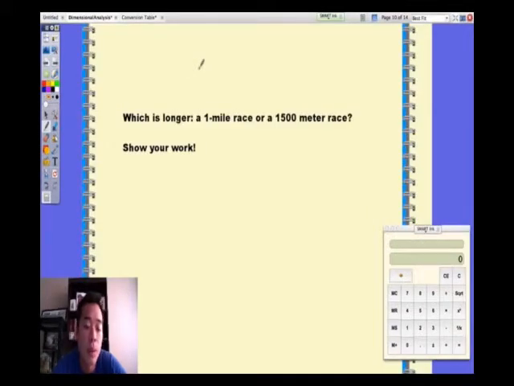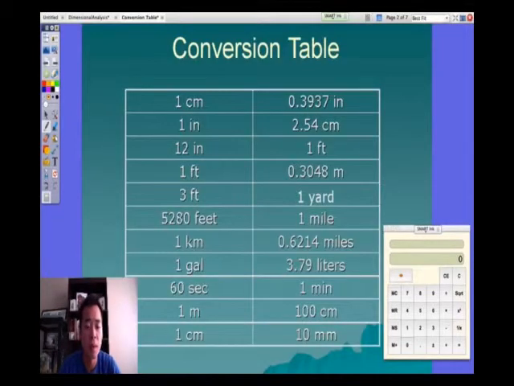The last example we're going to look at is a comparison between two different units. We're going to see which one's longer, a 1 mile race or a 1,500 meter race. There's a couple ways you can do this, but the idea is that you want to find a commonality between the two. I'm going to look at my conversion table. I know that for every 1 mile there's 5,280 feet, and for every 1 foot there is approximately 0.3048 of a meter.